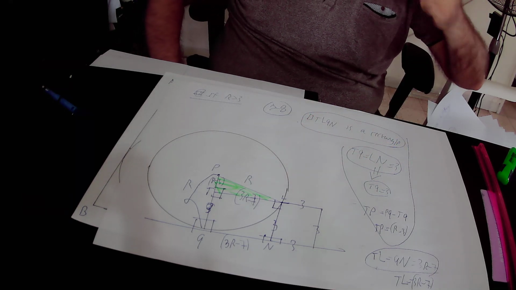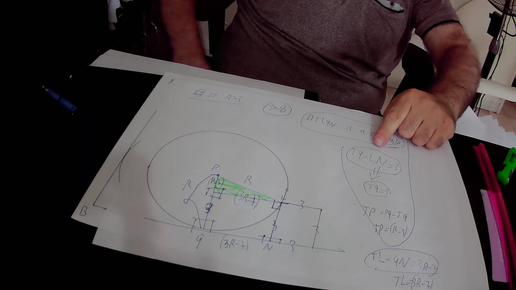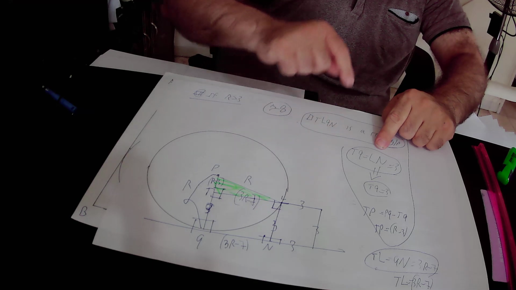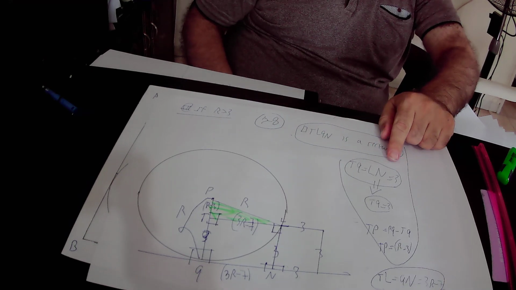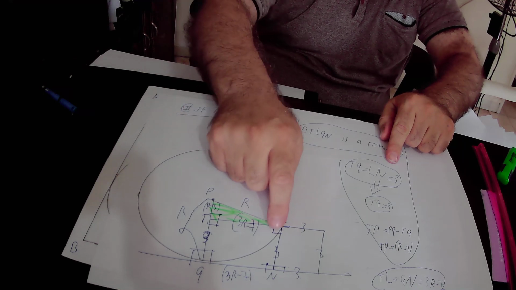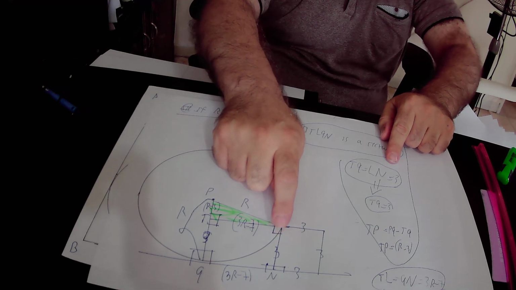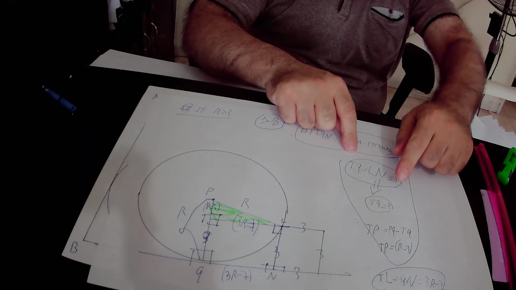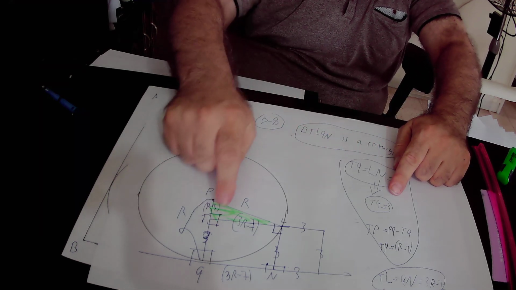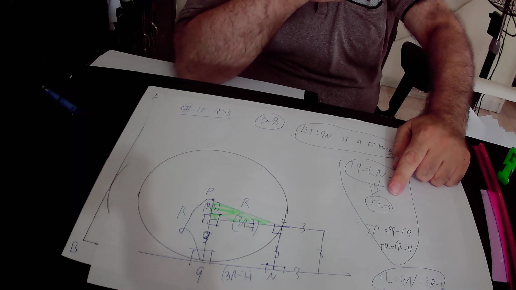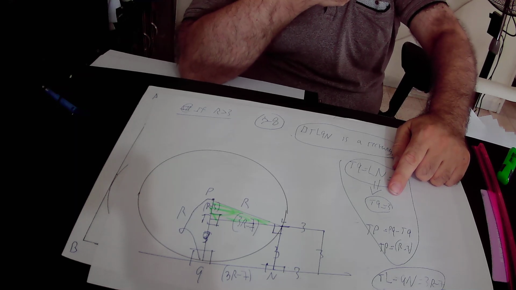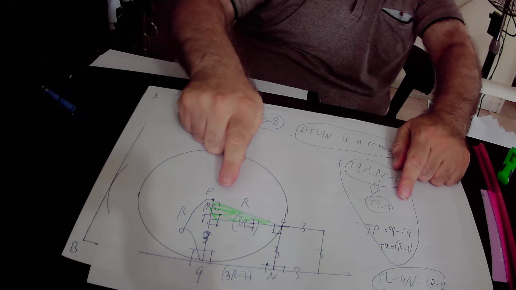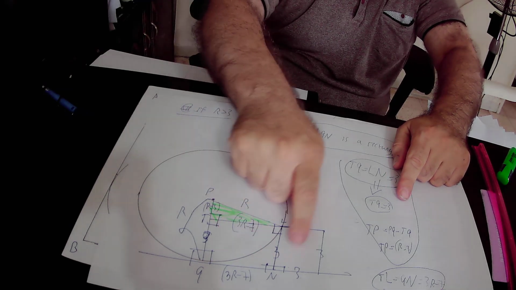We know that the opposite sides of a rectangle are equal to each other. That is to say, TQ equals to LN. But here LN equals to 3 units. This is the side length of the square. And from this equation, TQ equals to LN equals to 3, we derive that TQ is also equal to 3 units. TQ equals to 3 units. Likewise, according to the same rule that the opposite sides of a rectangle are equal to each other, we get that TL equals to QN.